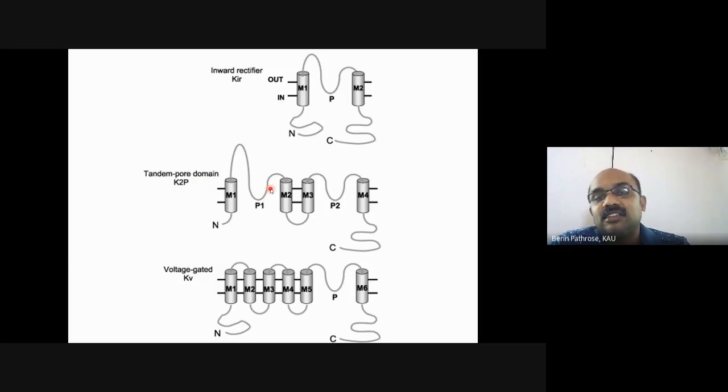This is a picture which has the structure of all the three. The first one, with two transmembrane helices, is inwardly rectifying, and the second one, which has four transmembrane helices with two openings, is tandem pore domain. See here again the abbreviation K2P. That is because we have two pores, two openings. Tandem pore domain potassium channels. Then this is the voltage gated potassium channels, KV.